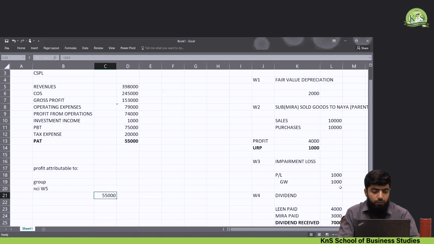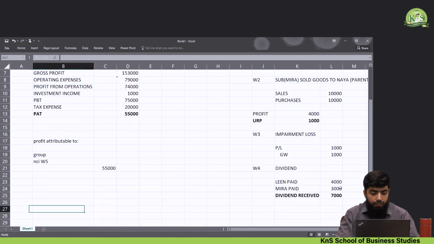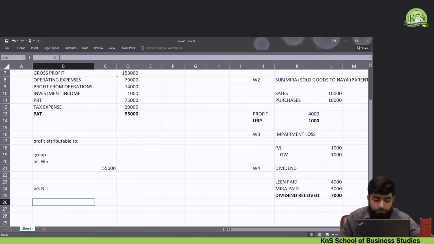Total profit is 55,000. We need to attribute that total profit to the group and to NCI. Now let's calculate the working of NCI. It would not be too complicated, but definitely a challenging one. NCI, and we know that right now we don't have only one subsidiary, we have two subsidiaries.